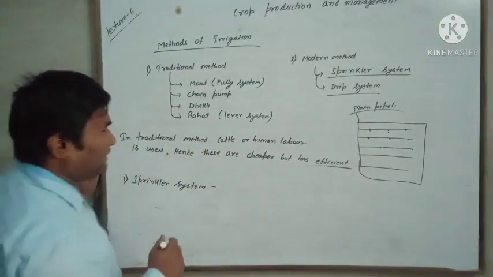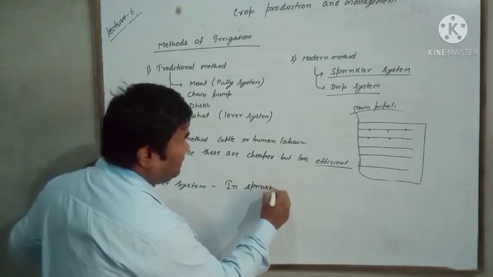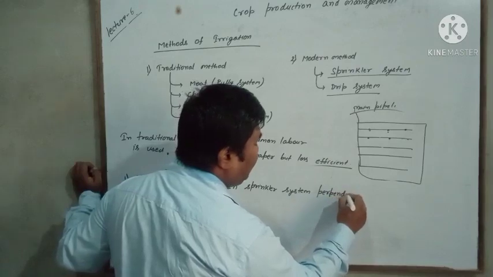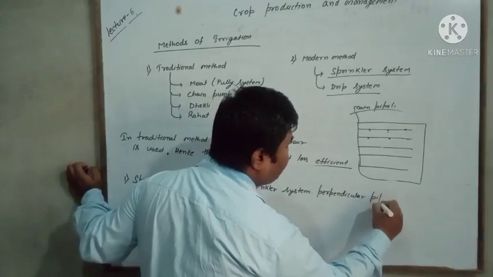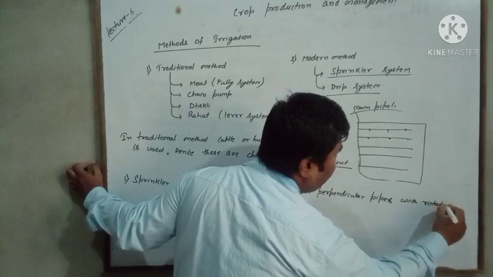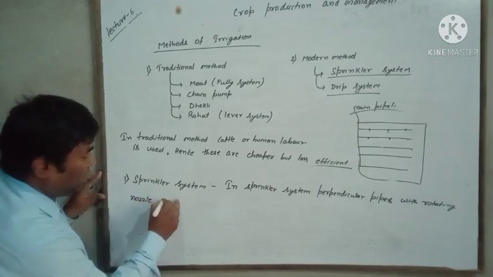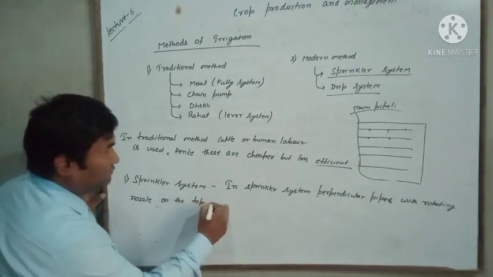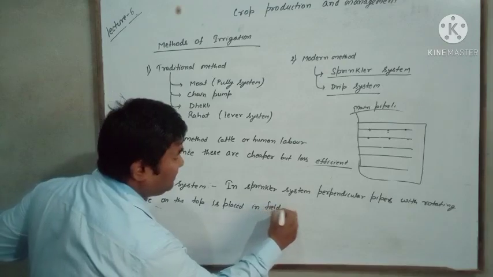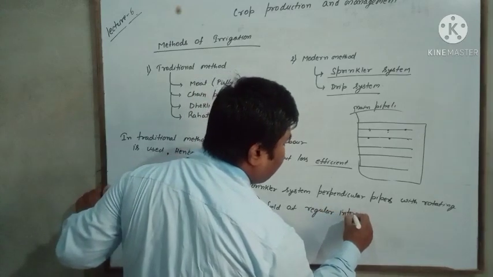Okay. So what is the sprinkler system? In sprinkler system, perpendicular pipes with rotating nozzle on the top are placed in the field at regular intervals.